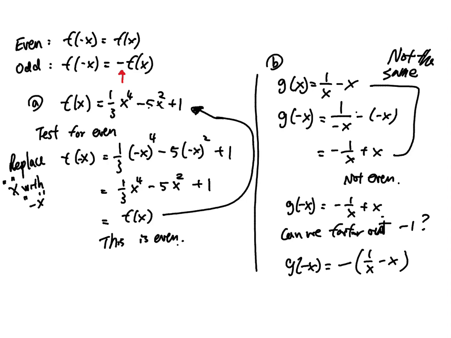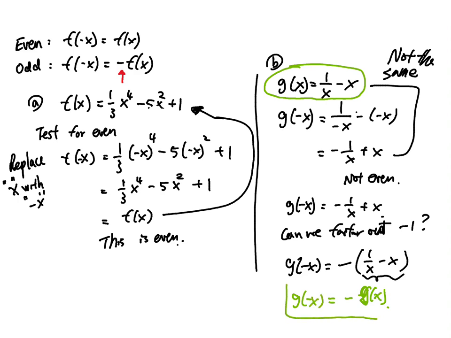In this case, if you look at it, what is 1 over x minus x? That is our original problem. So this is equal to negative g of x. This right here is odd. Notice I'm able to factor out negative 1 in the front, and the stuff inside the parentheses is our original function. With that, you can tell this is odd.